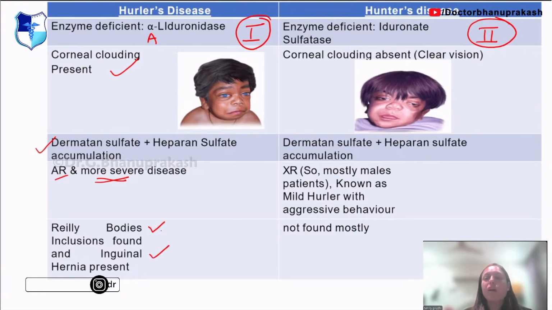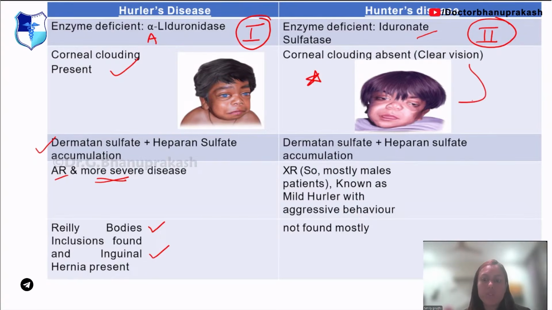Okay. Now coming to Hunter disease, type 2. The enzyme you have to cram: iduronate sulfatase. Now a very important point, corneal clouding is absent, so these patients have clear vision. You can see the picture, coarse facial features, short height, but eyes are clear. Then this point is the same, dermatan sulfate, heparan sulfate accumulation. Now this is X-linked recessive. Hunter type 2 is X-linked recessive, so it mostly affects male patients.